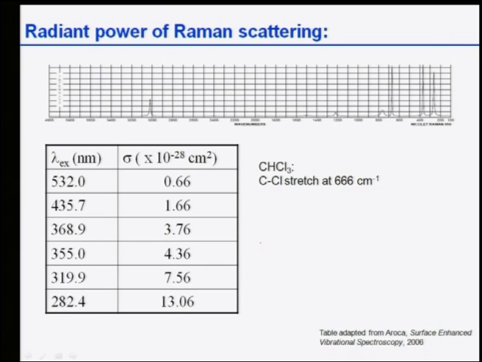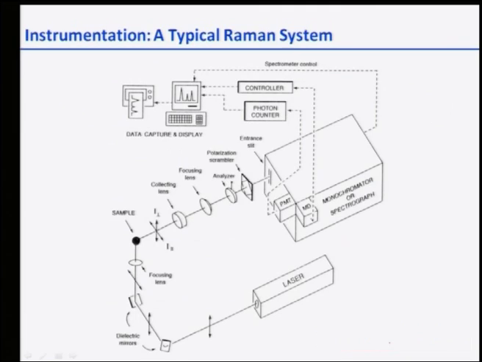Again for excitations, I am giving you some values for CH3Cl. You can see these are the excitation wavelengths, and these are the sigma values, all in the range of 10 to the minus 20 centimeter squared. These are all adapted from Ozaki's book on surface enhanced vibrational spectroscopy.